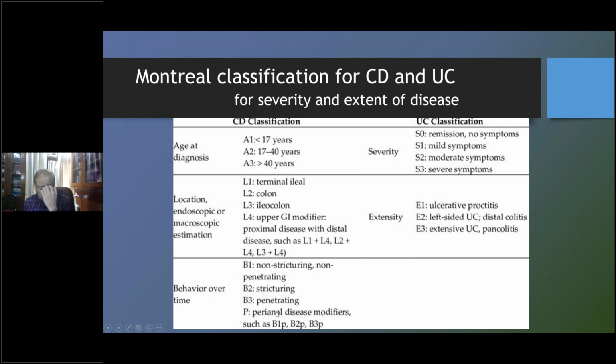Now, the Montreal classification, we talked about it when we were discussing Crohn's disease, if you remember, from the last to last lecture. The Montreal classification is also applicable to ulcerative colitis, and it helps you to define the severity and extensiveness of the disease. Severity in the form S1, 2, 3, mild, moderate, severe symptoms, and the extensiveness in the form of proctitis, distal colitis, or pancolitis. That means distal to splenic flexure, and this is proximal to splenic flexure. So that is E1, E2, E3, and that is how it helps you decide.